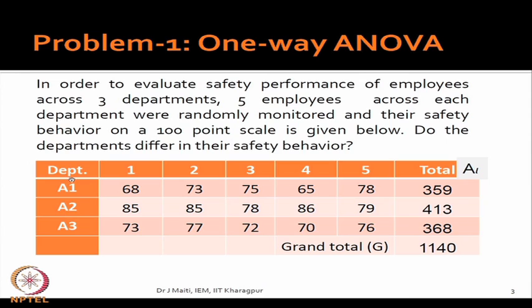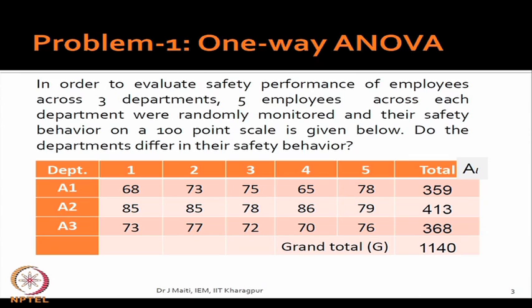Now, the data points, you see that there are 3 departments A1, A2, A3. In each department we have collected 5 data points, 1 to 5, and these data are 68, 73 like this. Now, we will see the details of one-way ANOVA with respect to this data set. If you make the total across A1, the total score on safety behavior is 359, across A2 it is 413 and across A3 it is 368, and the grand total is 1140.